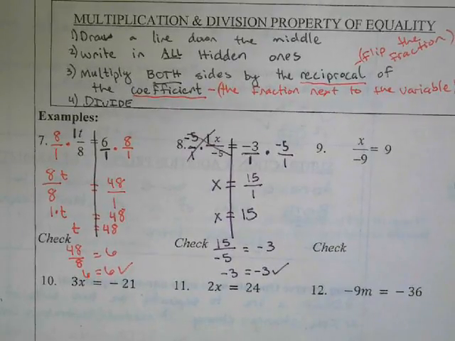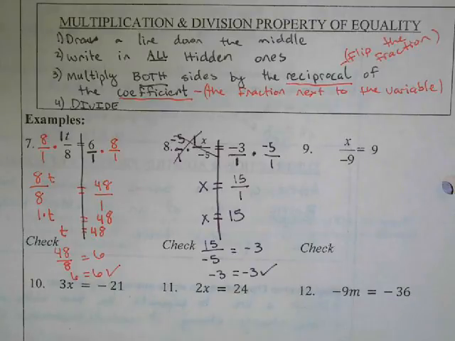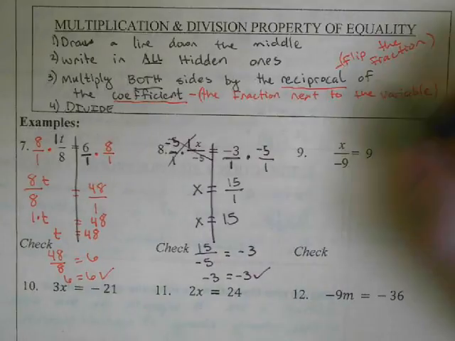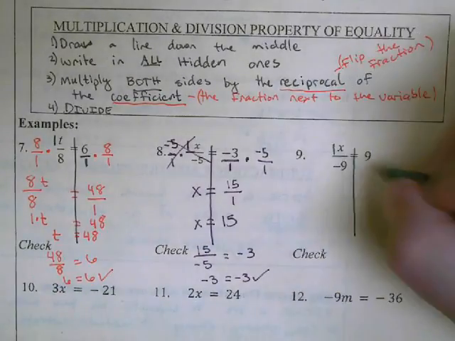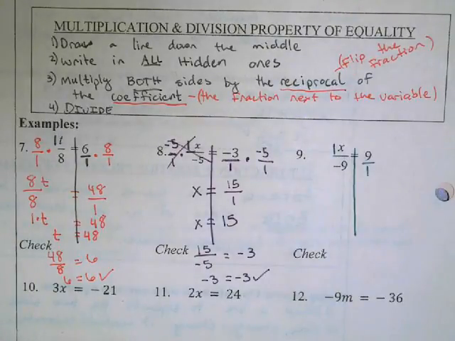Okay, let's try number 9. So we're going to draw our line down the middle. Line down the middle. We'll write in our hidden ones, 1 next to the x, 1 underneath the 9.